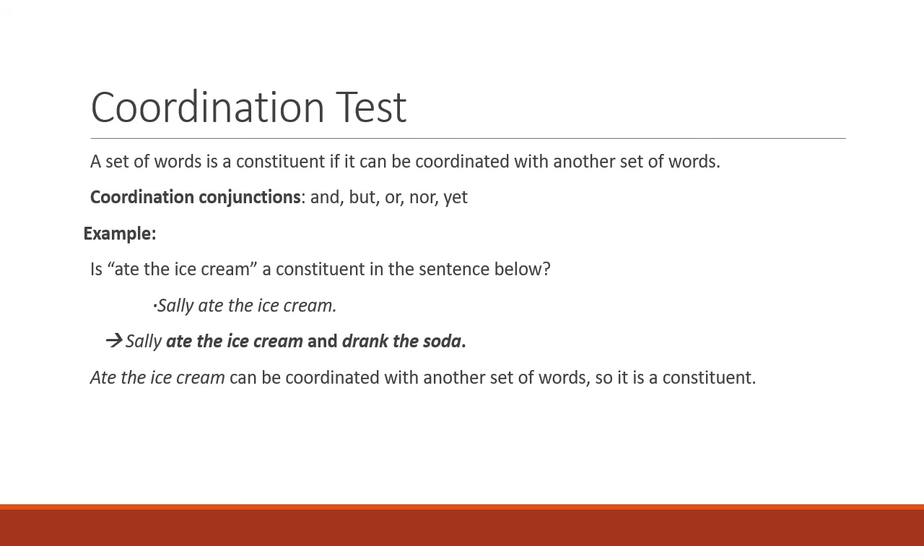Likewise, you could do "Sally ate the ice cream and the cone," right? So "the ice cream" is a noun phrase and "the cone" is a noun phrase also. "Ate the ice cream" is a verb phrase and "drank the soda" is a verb phrase. So those are all constituents.